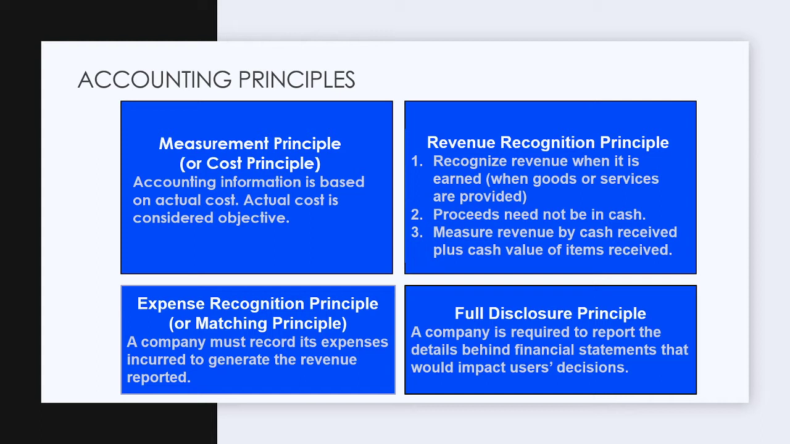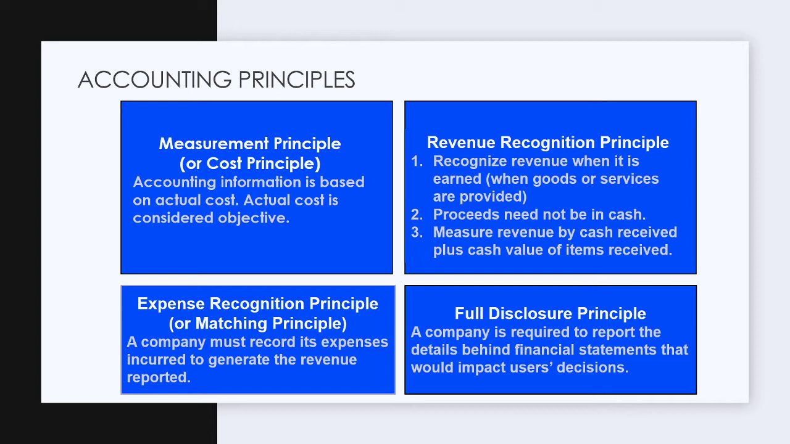The first is the measurement principle, which says that accounting information is based on actual cost. I know of this as the historical cost principle as well, which means that if we purchase an asset, we aren't going to assume its fair value right at the purchase. We're always going to assume what we paid for that asset is its cost, and we're going to record it at cost.